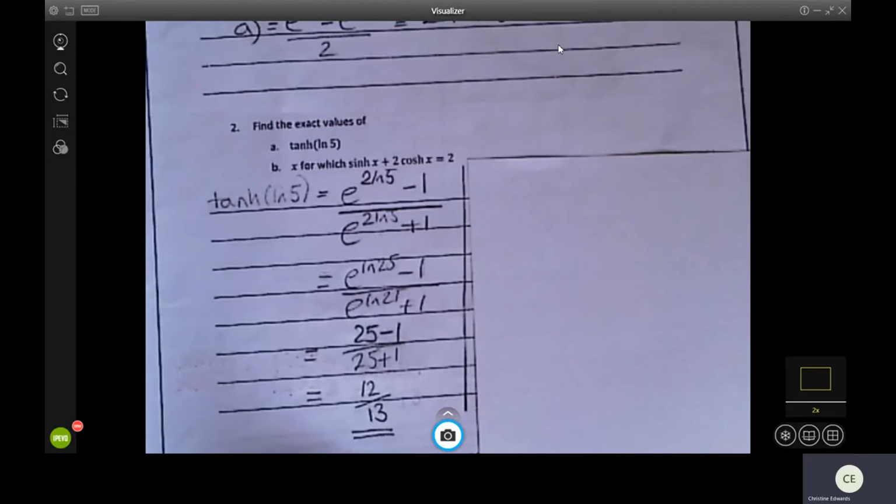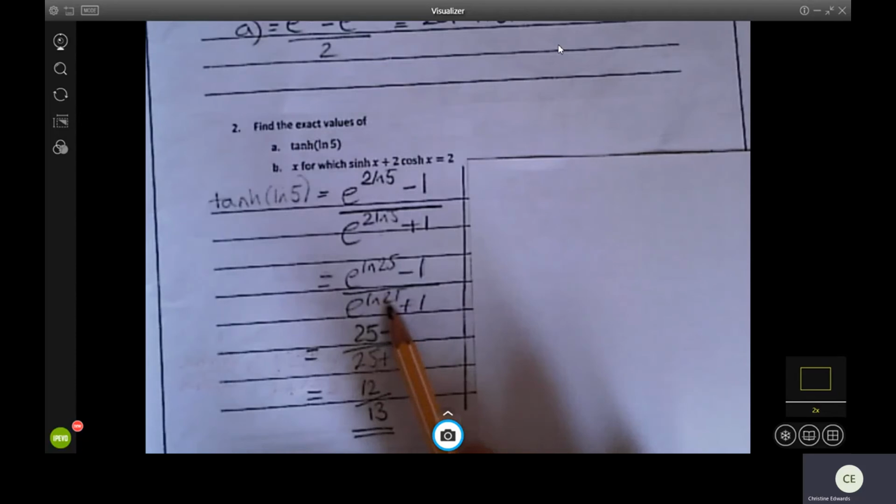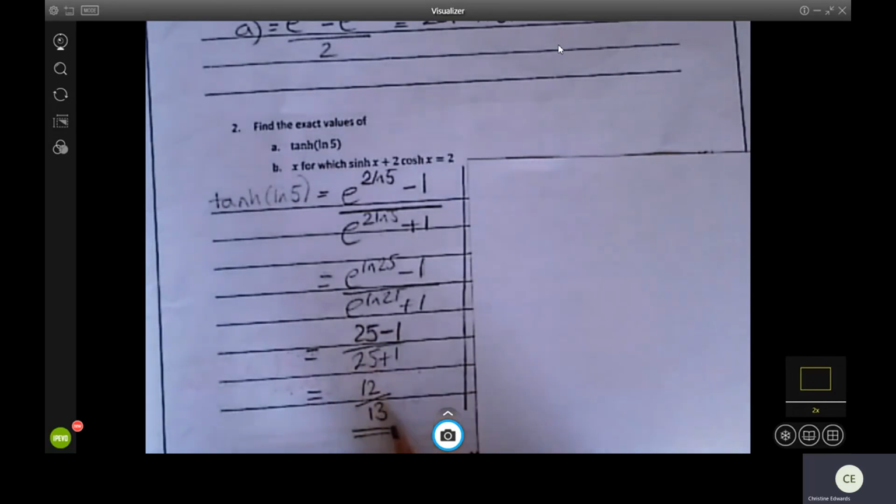So we sub log 5 into the definition. And then we are working with logs and exponentials. So we work with our laws of logs to turn 2 log 5 into log 25. We then have an exponential log, which means that simplifies to 25. And finally, it will simplify to 12 over 13.